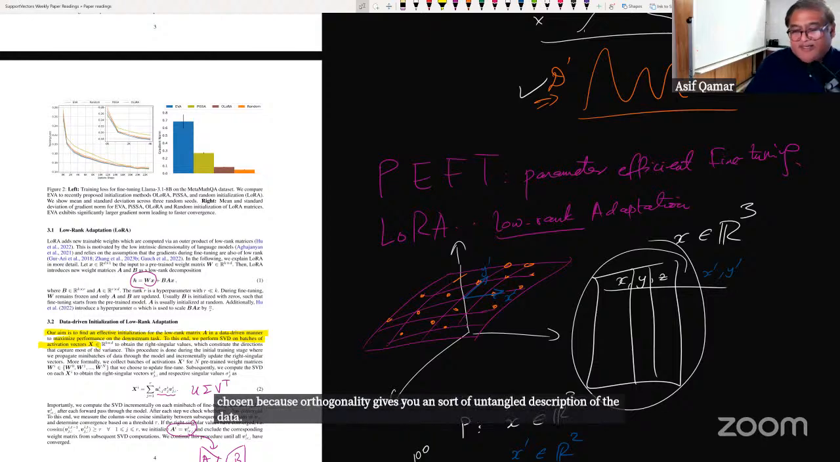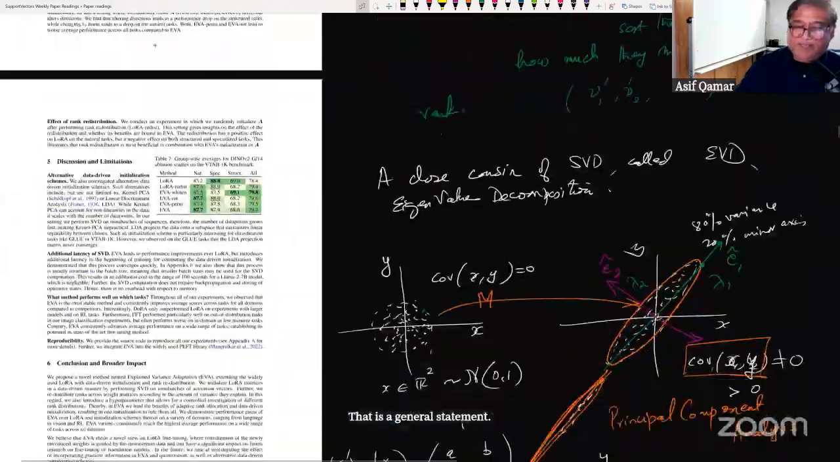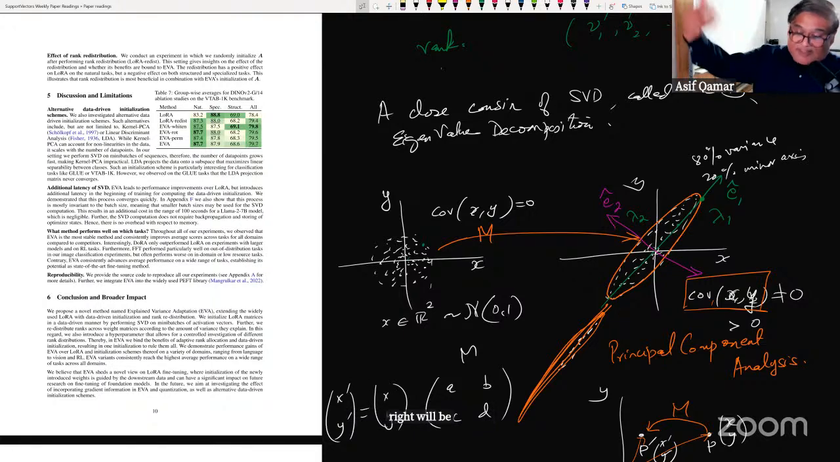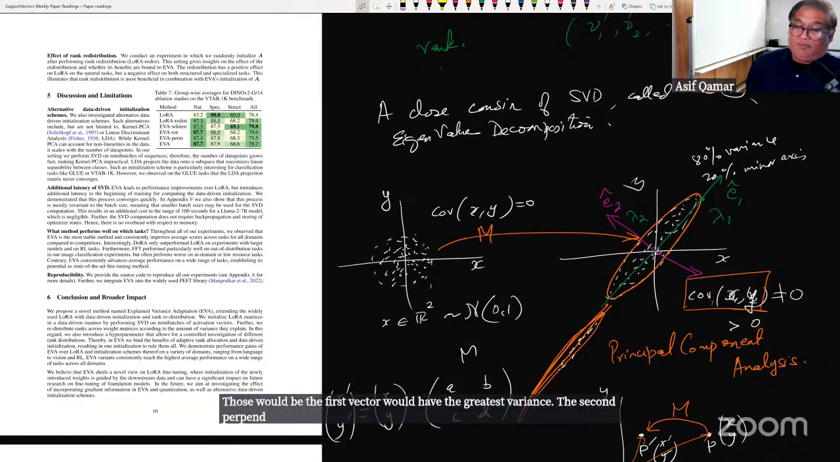That is one. The second thing is, that is the general statement. In the case of a matrix applied to data points like this, when you work out the math, it turns out that it will convert it into an ellipse. And on the ellipse, you have one vector and the perpendicular vector to that, and a third vector, suppose it was 3-dimensional, something perpendicular to both of them. Those would be the vectors. The first vector would have the greatest variance. The second perpendicular vector would explain some of the variance.